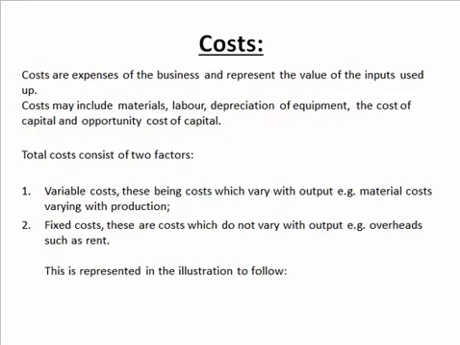Costs are expenses of the business and represent the value of the inputs used up. Costs may include materials, labour, depreciation of equipment, the cost of capital and opportunity cost of capital. Total cost consists of two factors. First, variable costs, these being the costs that vary with output, material costs varying with production, for example, and fixed costs, these costs which do not vary with output, such as overheads or rent. This is represented in the illustration to follow.